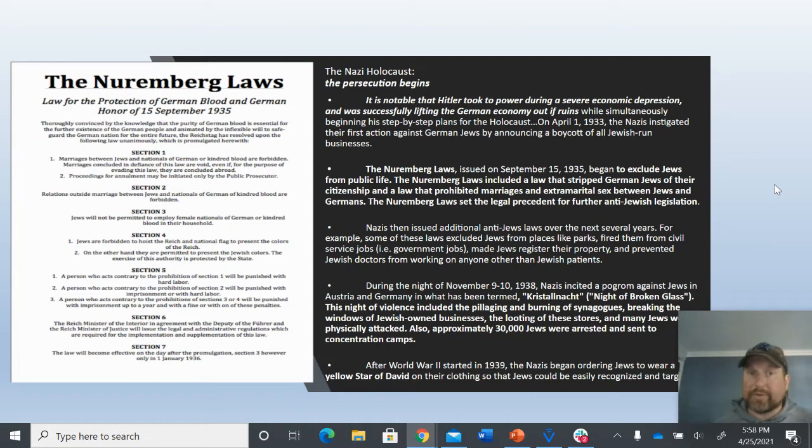They strip German Jews of their national citizenship. They put into place restrictions on who Jews can and cannot marry and who can marry Jews. Essentially, no one. There's no extramarital sex between Jews and Germans, no relationships allowed between Jews and other non Jewish Germans. So there's a clear legal distinction made and precedent for dehumanizing on a legal basis the Jewish people.